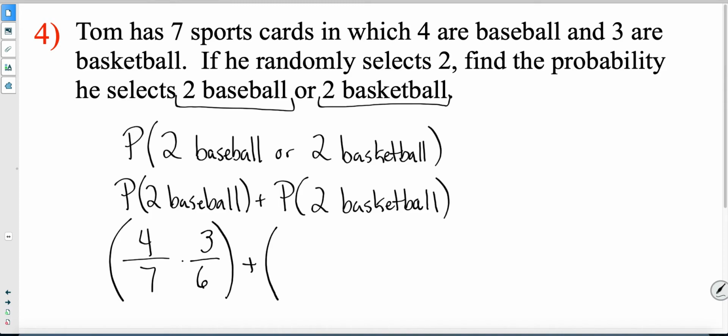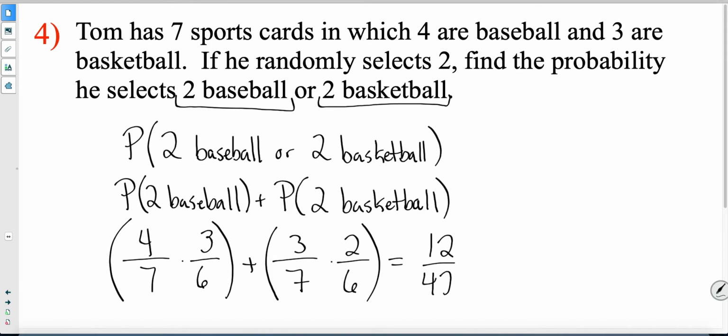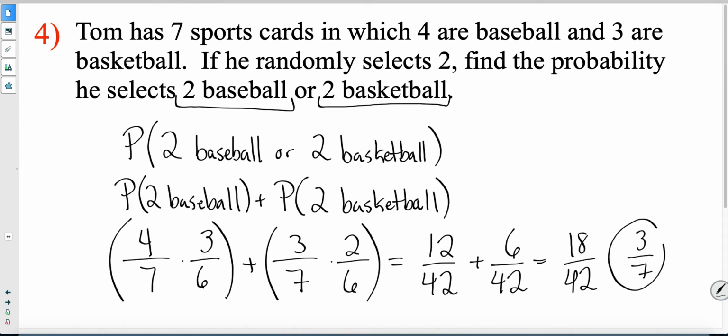Or 2 basketball cards, so we have 3 basketball cards, 7 total, and then that'll go down by 1 since we picked those cards. So it'll work just the same as the last time. And if you're using your calculator to simplify this stuff down, this turns into 12 out of 42 plus 6 out of 42. And then that will get you 18 out of 42. And then just reduce it down to 3 out of 7.